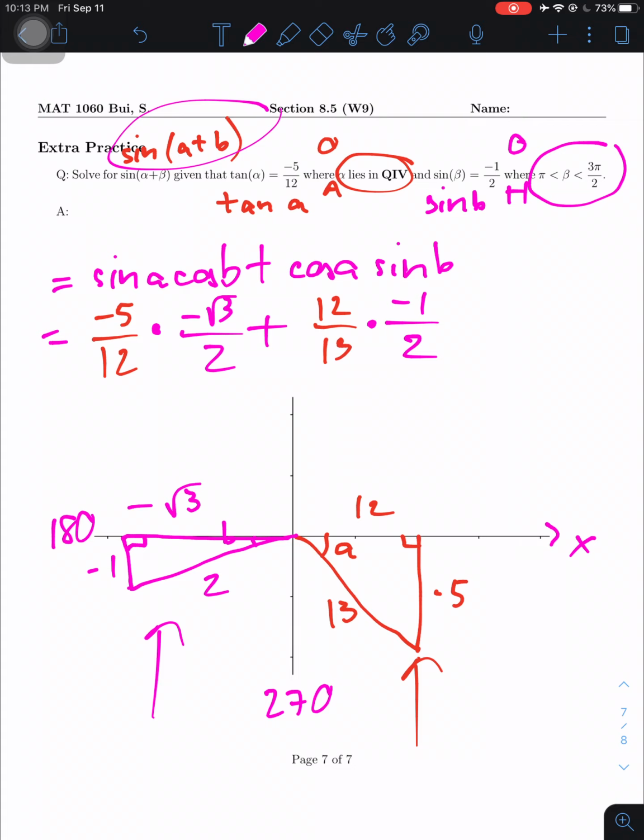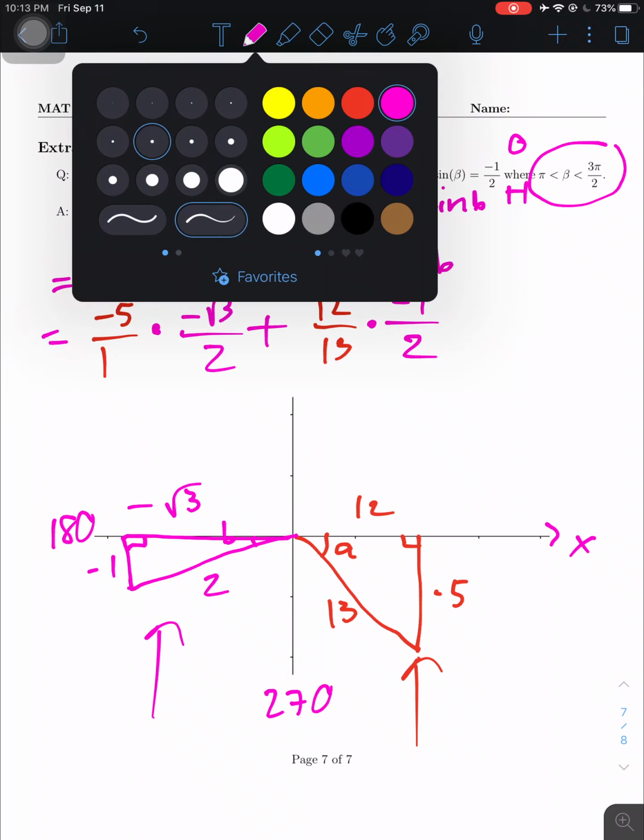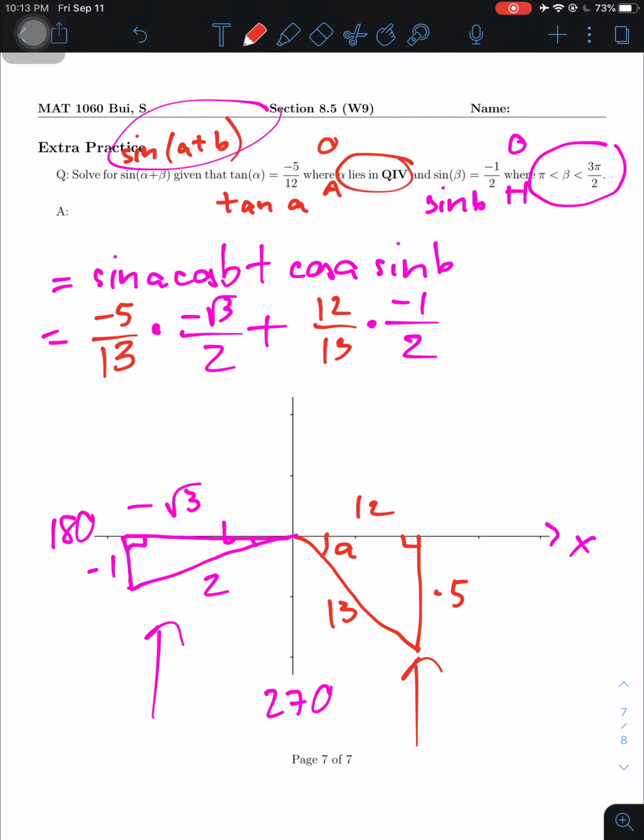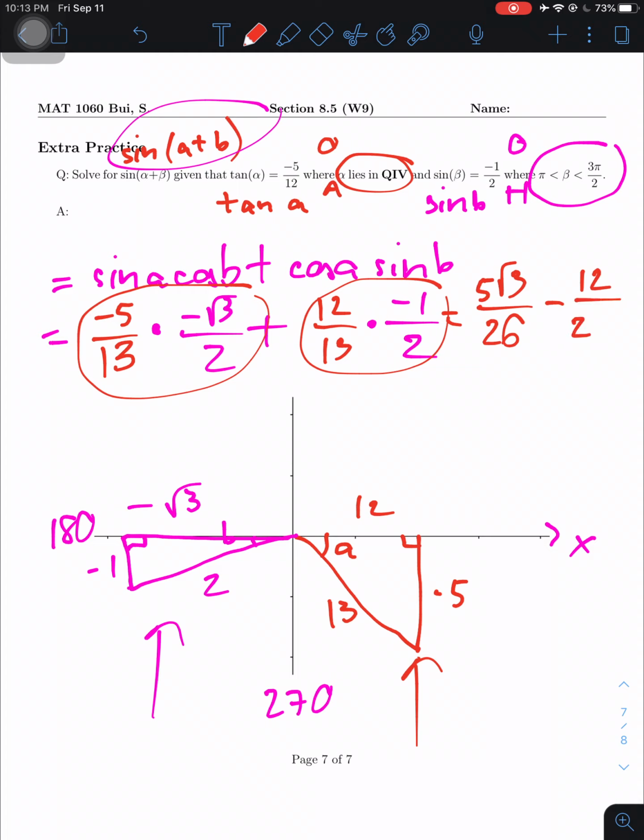Wait, I feel like there's something weird here. Okay, I think this one should be a 13, if you guys agree with me, because the hypotenuse for triangle A, or for the angle A, should be 13, right? For some reason, I put a 12 in here, but I meant 13, okay? So lastly, putting these together, top times top, we're going to get 5 square root of 3. Bottom part, we're going to get 26. And for the other one, we're going to have a minus 12 divided by 26.